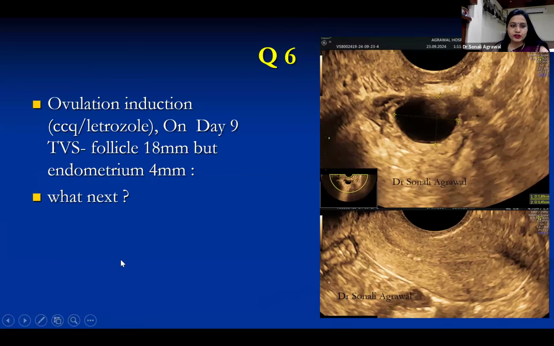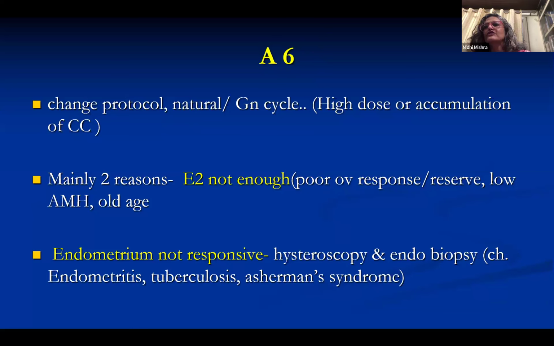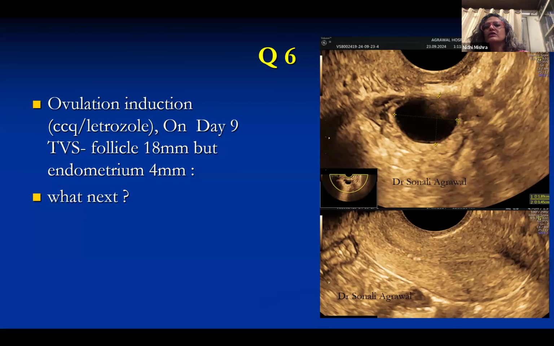So here's the question: ovulation induction by letrozole or CCQ, on day 9 the transvaginal scan shows a follicle of 18 mm, but the endometrium is 4 mm. What next would you like to do? Ma'am, on day 9 we'll wait 2 more days to see whether the endometrium is improving or not. Because the endometrial blood flow is not very good, the endometrium is thin, so we can wait for natural progression of the endometrium for 2 more days.